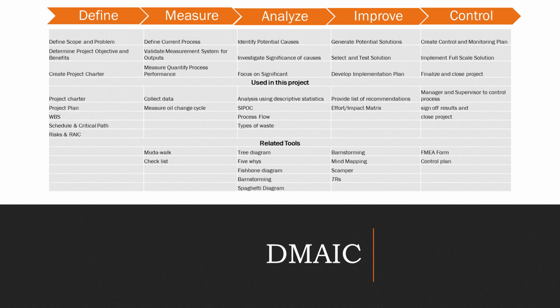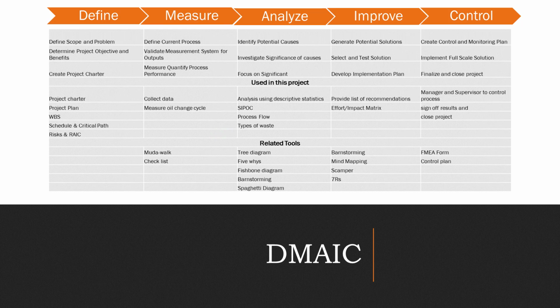We're not going to use the next tools in the project example, but if it were a real project, we'd definitely need them. Those tools are PMBOK and a checklist. In analysis phase, we will use the following tools. Analysis using descriptive statistics, PMBOK, process flow, and define types of waste.